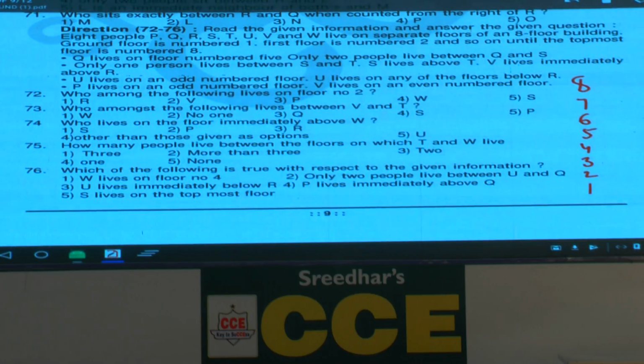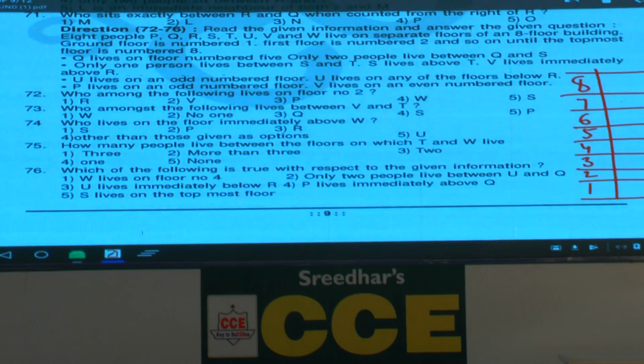Now, in total 8 persons living on 8 different floors. There is no other parameter added to this one, simply we need to identify who is staying on which floor. Then condition number 1, Q lives on floor number 5. As Q lives on floor number 5, Q must be at this place, that is fixed, and only 2 people live between Q and S. As only 2 people live between Q and S, how many possibilities we have? S can be either on the 8th floor, or what is the other possibility? Q is here, 1, 2, S will be on the 2nd floor, isn't it? Hence we have 2 possibilities as of now.